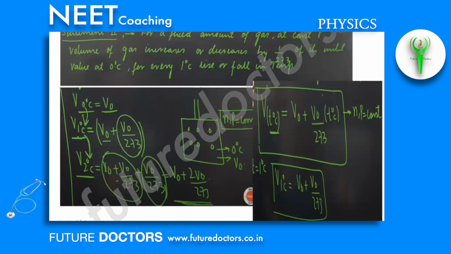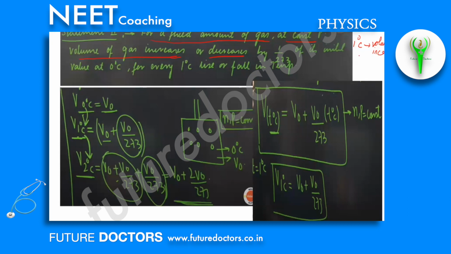There is another statement for Charles law. Now we are saying for every 1 degree rise in temperature, the volume increases. How much is the increase in volume? That is given by another statement. For a fixed amount of gas at constant pressure, the volume of gas increases or decreases. When you heat, the volume increases. When you decrease the temperature, the volume decreases. By how much does it change?